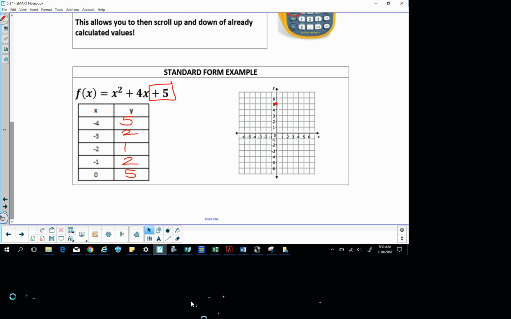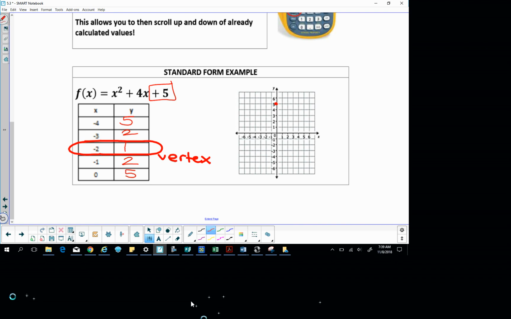Now, I want to also show you what it looks like when a vertex is on your table. Do you guys see the little bump right here? See how it goes from 2 to 1 back to 2? You guys see how it goes to a number, to a different number, back to that same number? This right here would be your vertex. That bump, because it's the lowest or highest point here, would be your vertex.